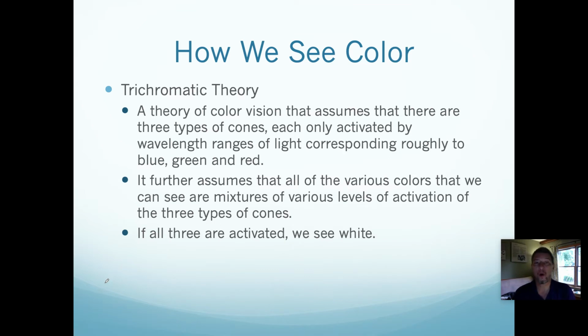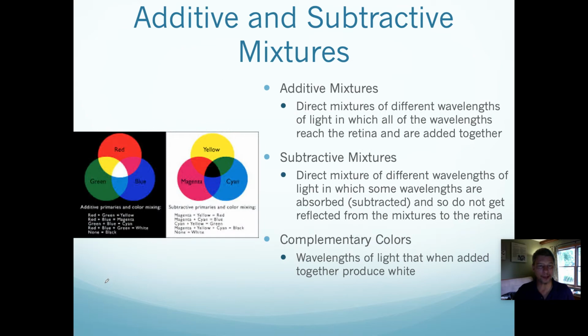And of course, if all three of these cones are activated at the same time and the same level of intensity, we see white light. Okay, because all of the colors mixed together give us white. Now, this is what's known as the additive mixture idea. And that's illustrated in the diagram on the right-hand side, all right?